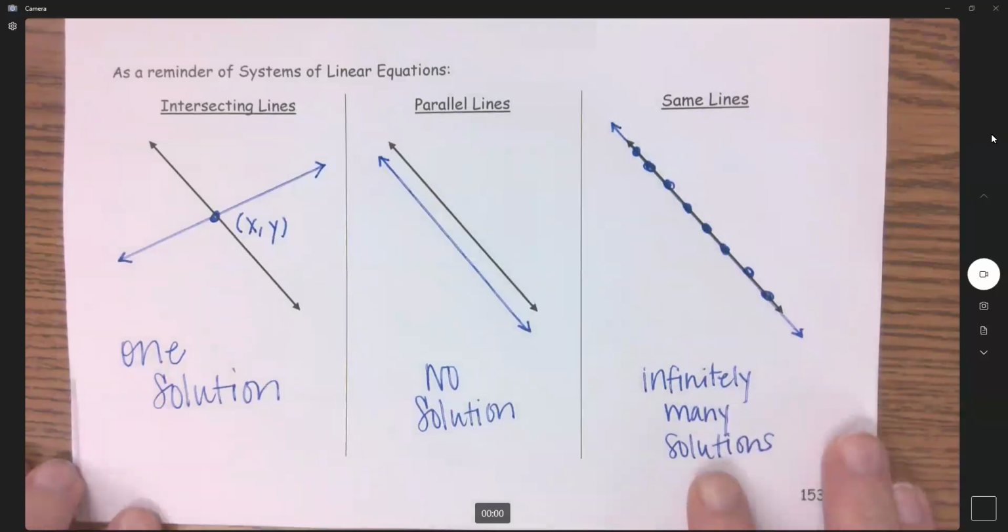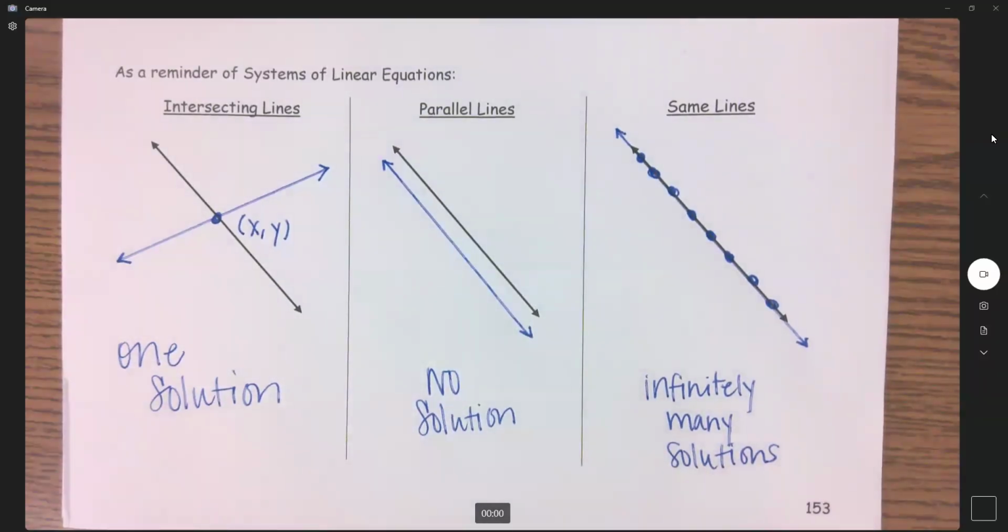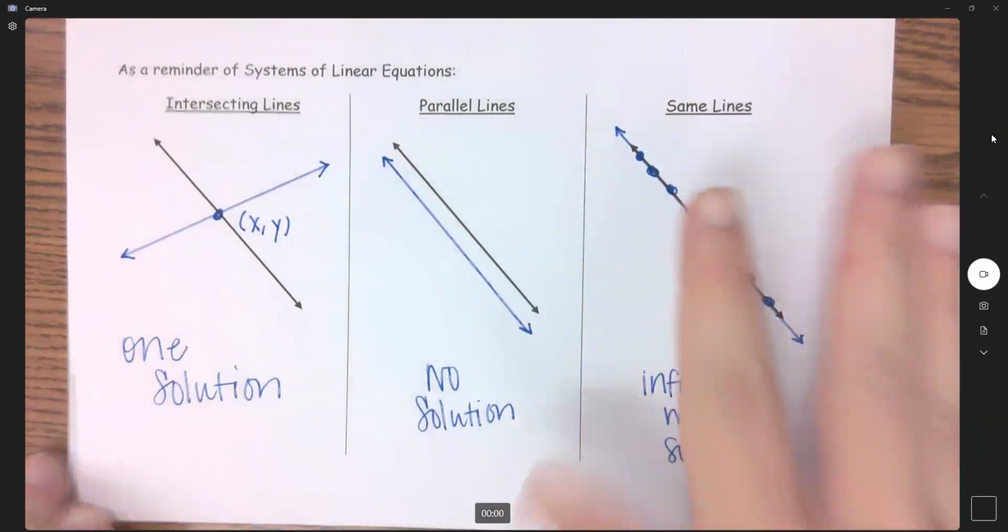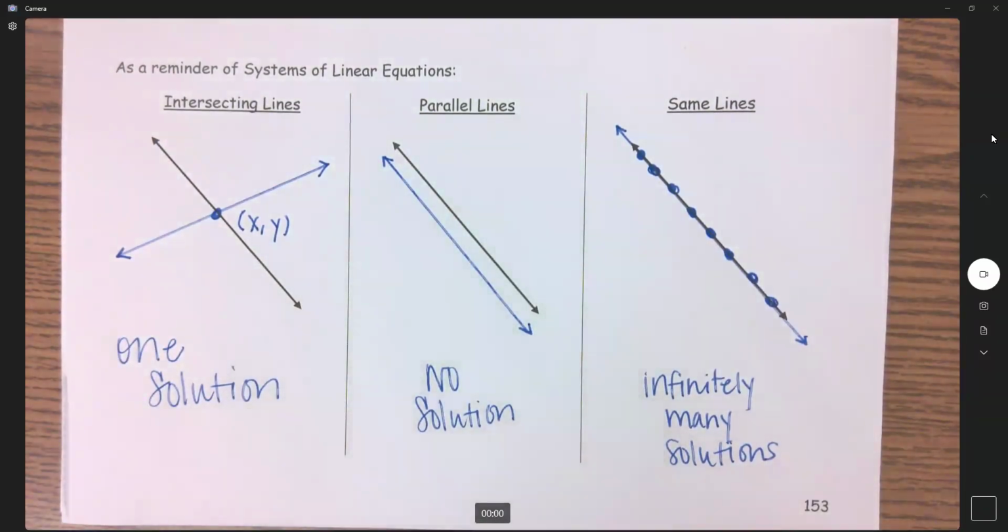Before we get into systems of nonlinear equations, let's just have a review real quick of systems of linear equations. So if you need to, you can pause this video. We also did this exact same thing in Module 1, Lesson 2 at the beginning of its lesson. There are only 3 different outcomes that I can have when I have systems of linear equations.